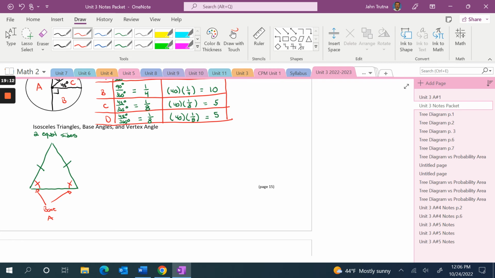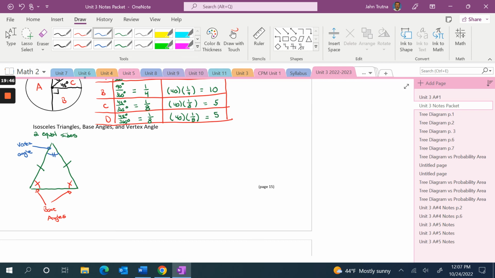All right? And then the third angle, that is not one of the base angles. That angle right there, that blue one, is what is known as the vertex angle. So every isosceles triangle always has two base angles and one vertex angle. The base angles aren't always on the bottom.